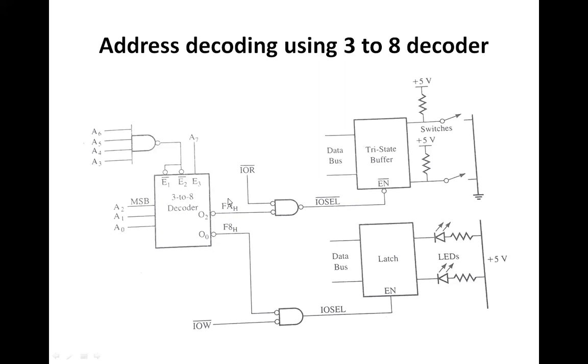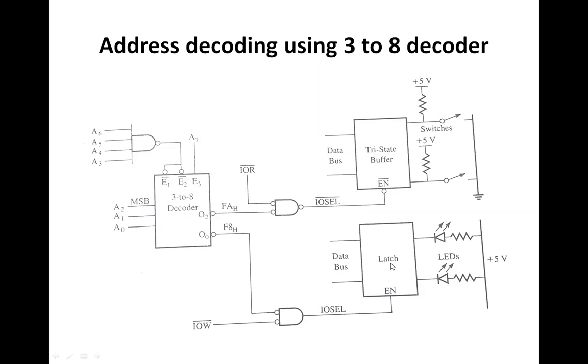Now, once we are able to generate the different addresses through this 3 to 8 decoder circuit, the second step is to combine the decoded address with the appropriate control signals to generate the input output select pulse. Now this figure is showing you that output O0 of the decoder is logically ANDed in the negative AND gate with the low input output write.